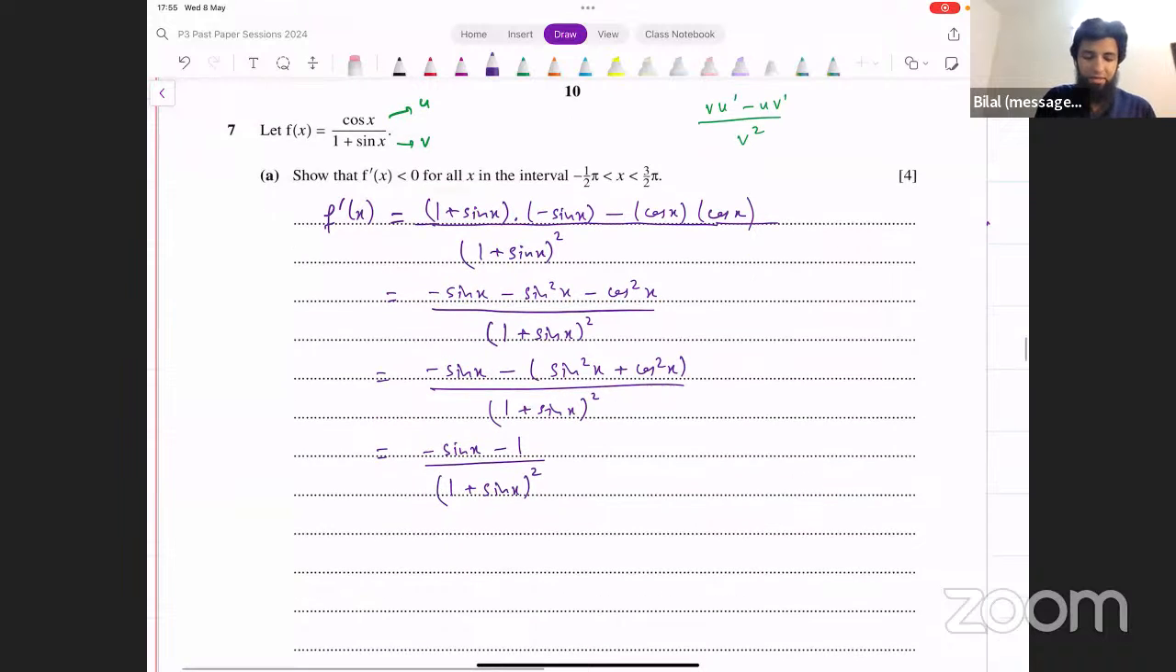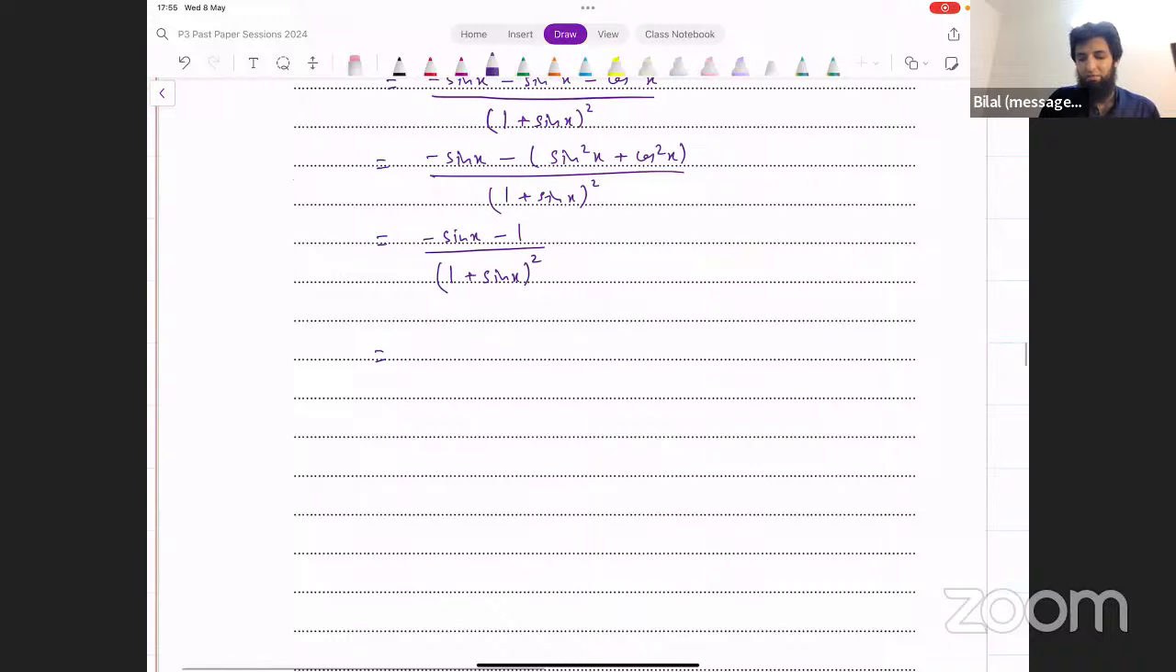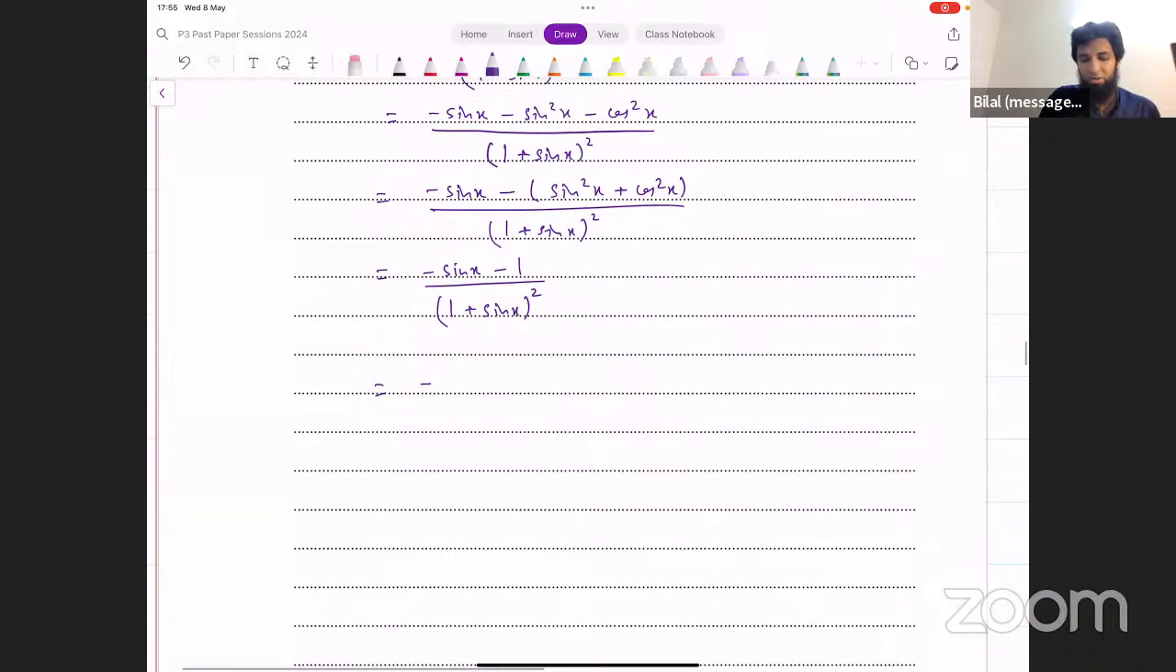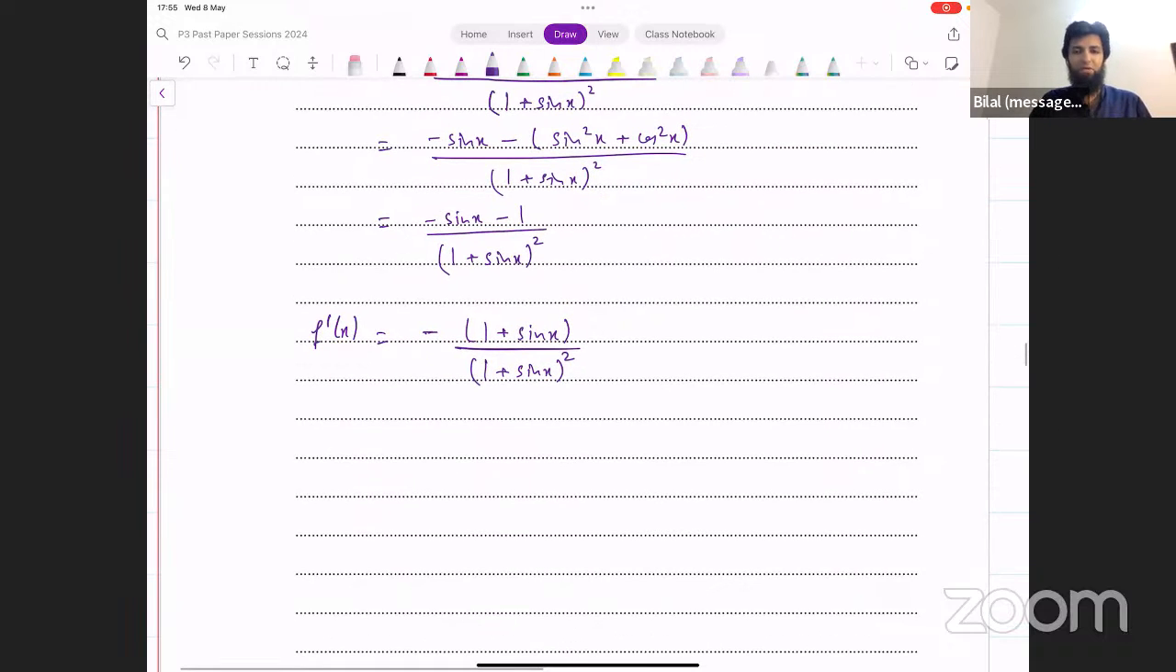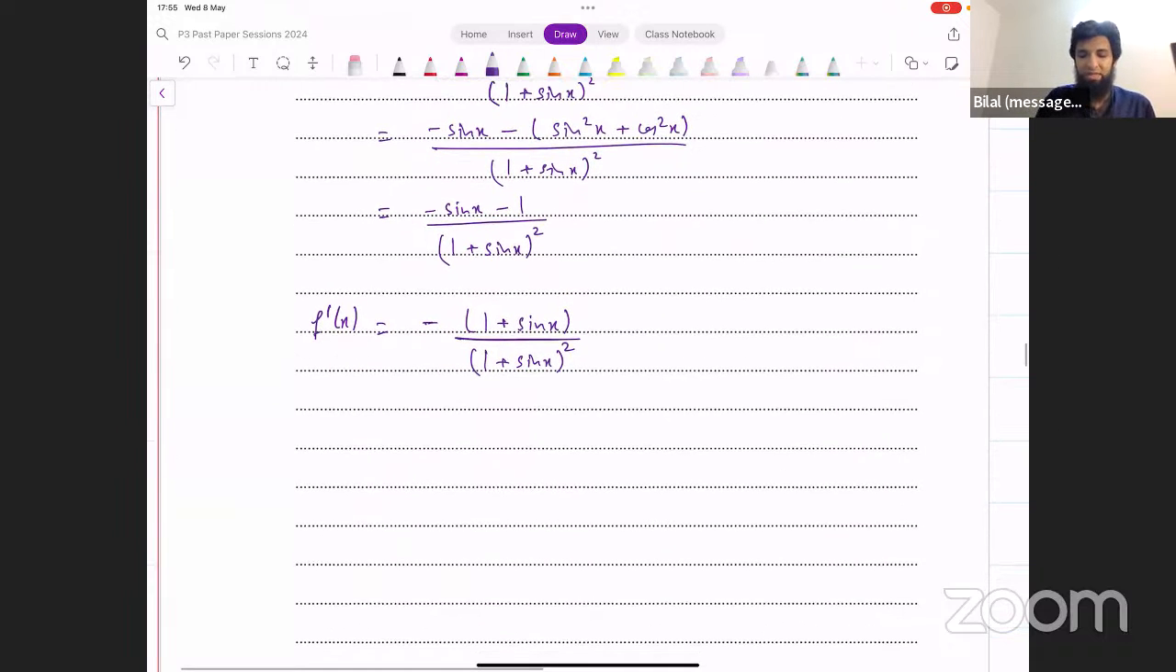Now, how do you prove that the derivative is less than 0 no matter what the value of x is? Let's think about this. We can say, if we take minus common, this is f dash of x, right? If we take minus common, that leaves us with 1 plus sine x inside. And then in the denominator, we've got 1 plus sine x whole squared. Now we can do some simplification here as well. 1 plus sine x and 1 power of 1 plus sine x in the denominator will get cancelled. And the derivative eventually is going to turn out to be this: minus 1 over 1 plus sine x.